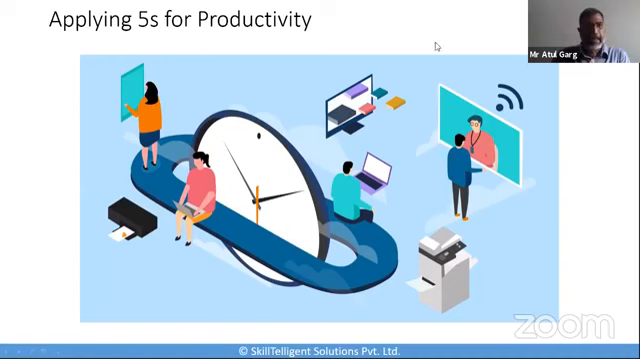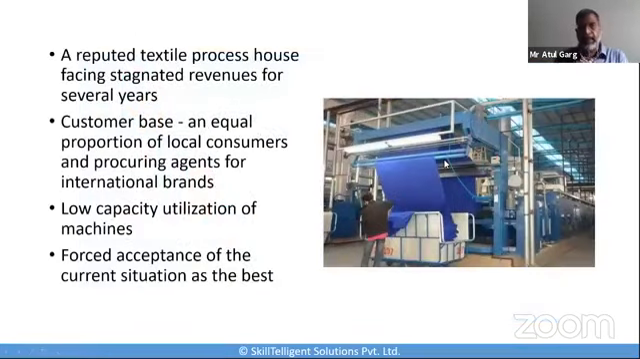I would be taking up an example of one of our customers, which is a textile process house. For a long time, they have been facing a problem of stagnated revenues for several reasons. The reasons could be multiple. They also have a customer base which is equally divided between the domestic customers and the international customers. And of course, their desire is to improve the international business because it brings in the better revenues and also the top line. Okay. They have also identified that they have a very low capacity utilization of machines.